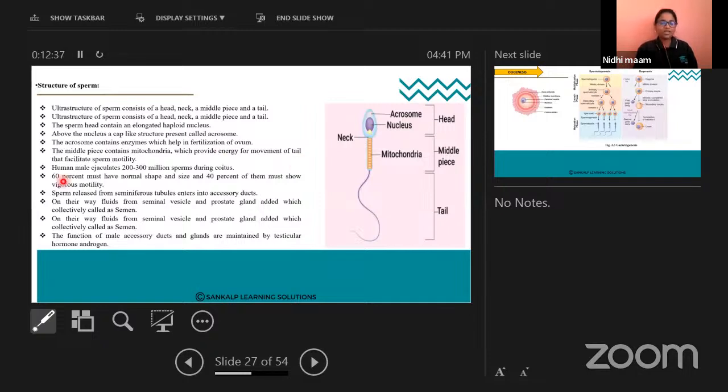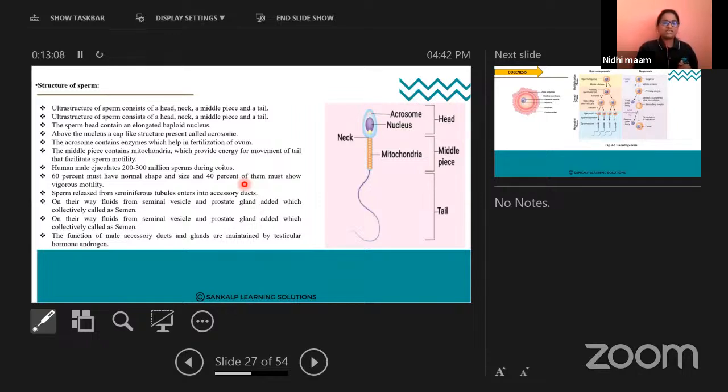Next, the human male ejaculates 200-300 million sperms during coitus. So in one sexual intercourse, a normal male releases 200 to 300 million sperms. 60% must have normal shape and size. 40% of them must show vigorous motility. So 60% are normal, and 40% are very active and moving very fast.